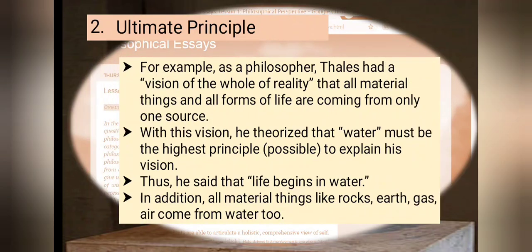Again, let me give you an example. Again, we're taking the example of Thales. Thales, as a philosopher, had a vision of the whole of reality, that all material things and all forms of life are coming from only one source. With this vision, he theorized that water must be the highest principle possible to explain his vision. Thus he said that life begins in water. This theory was also propounded by Charles Darwin. In addition, all material things like rocks, earth, gas, air come from water.